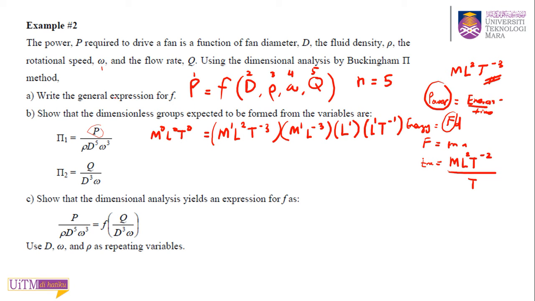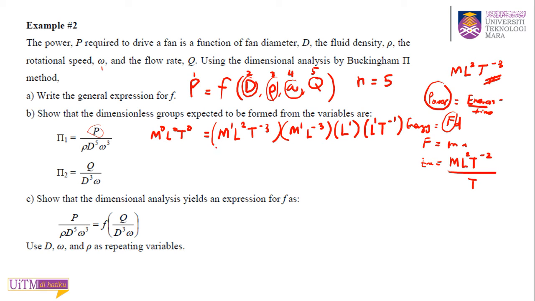Okay, you need to find the repeating variables rho, D and omega. So we need to find the exponent for these repeating variables. D is 5, omega is 3. So we can prove this pi 1 and pi 2. Okay, we need to do it again step by step.